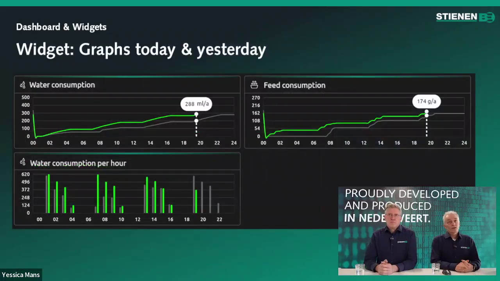A very important graph for the user is the cumulative water and feed consumption for today and yesterday. This is available as a widget as well. The top 2 graphs show that more was drunk and eaten today than yesterday. And the following widget displays water consumption per hour using a bar chart. You can conclude from this that 4 periods are set on the water timer, and that a lot is consumed at the beginning of each period, with consumption decreasing over the course of the period.